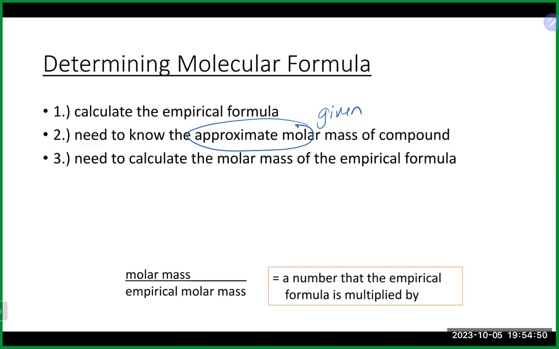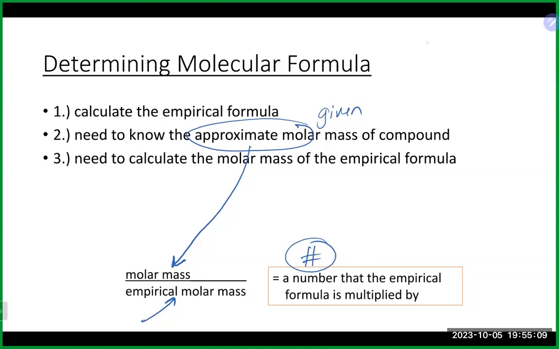Basically, you take the approximate molar mass of the compound, which is given to you. You divide it by the empirical formula's molar mass, and it will give you a number. And that number is the number that you multiply the empirical formula by to get the molecular formula.